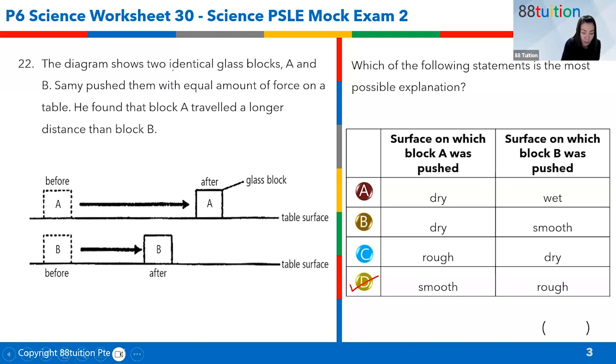Why is that so? You have 2 identical glass blocks. Then Sammy pushed them with equal amount of force on the table. Block A traveled longer distance. So that means there is less friction here, right? There's less friction between the glass block and the table surface. Here, there is more friction. Therefore, it is more difficult for the glass block to glide on the table. So this must be the answer. Smooth surfaces usually lead to less friction between the things in contact. So we always talk about contact surfaces, less friction, it moves more smoothly.